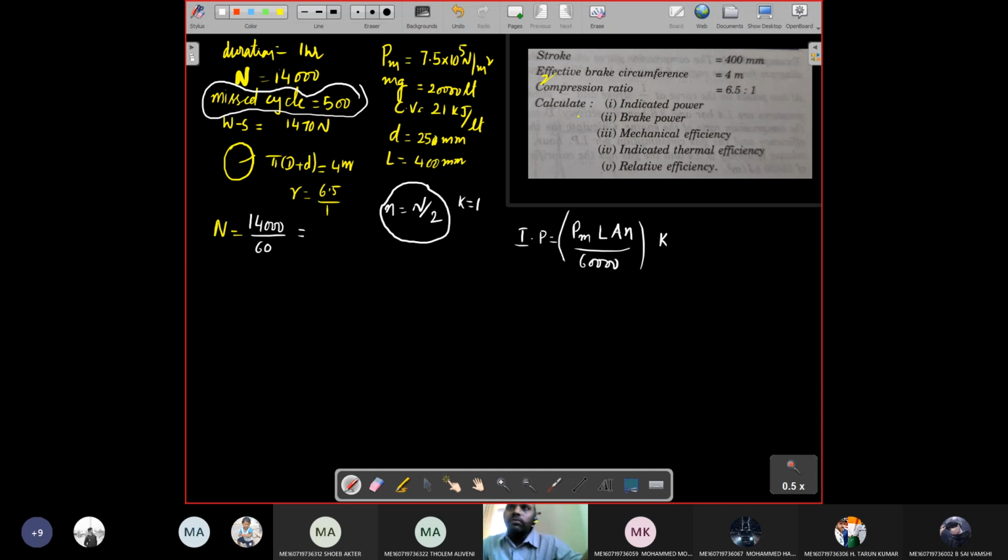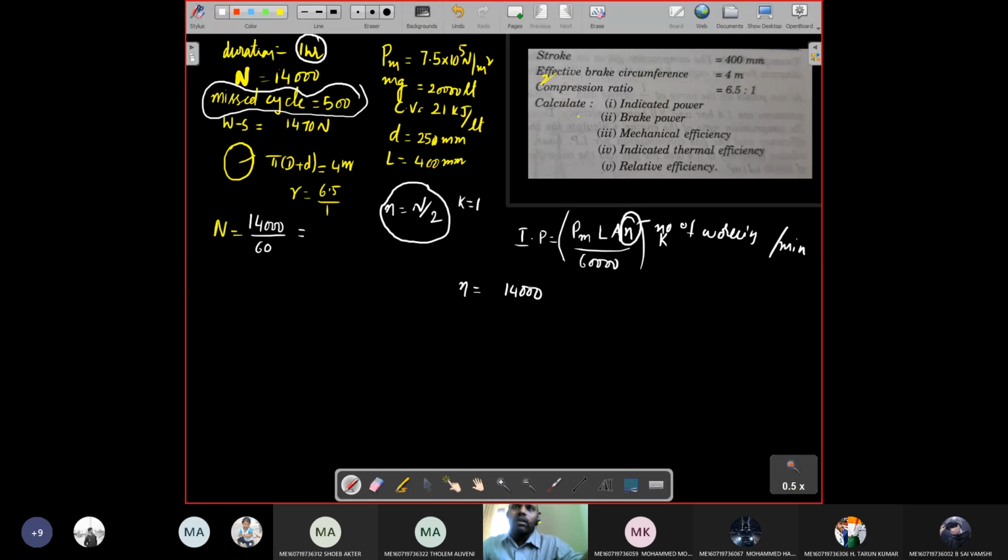Then how to substitute this n value? What is this exact value? What is n? N is equal to the number of working strokes per minute. Now, these missed cycles are per 1 hour, yes or no? Please tell me. Yes, sir. Right? So therefore, the n value, how to write?